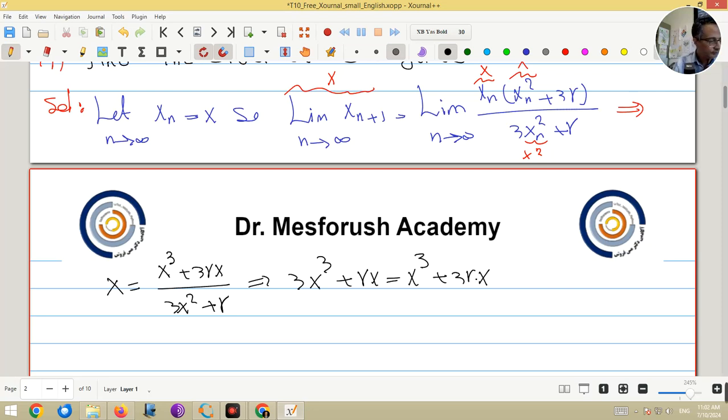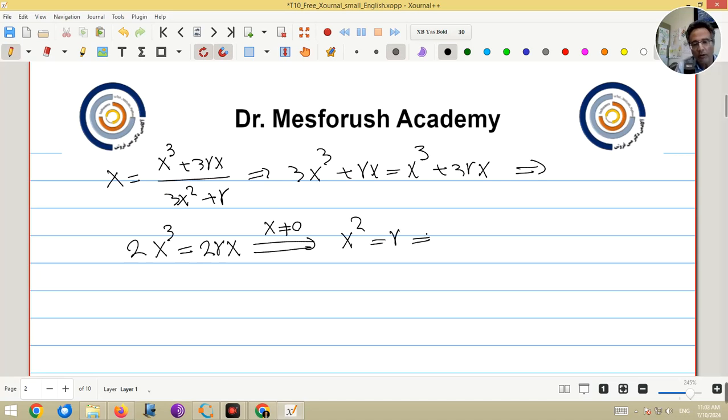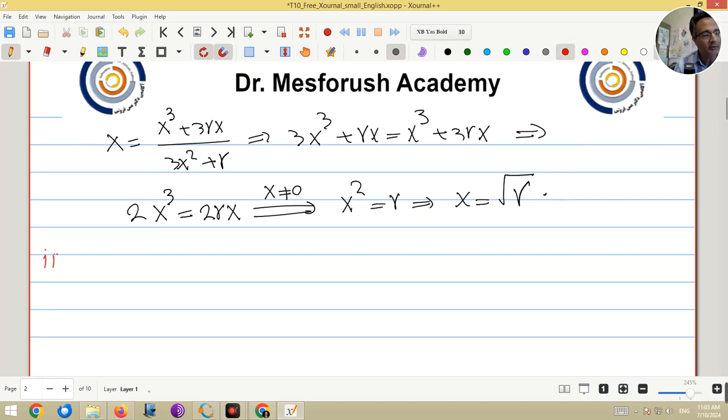Okay, let me see, x. Now move x cube to the right hand side, so this gives 2x cube, and move rx to the right hand side, 2rx, and if I suppose x not equal to 0, I will get x squared must equal r, and this gives x equal to square root of r. It's done.